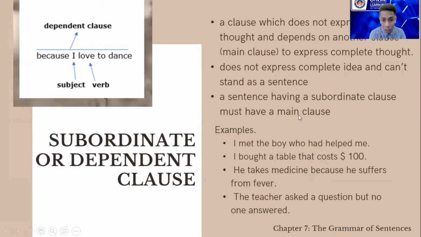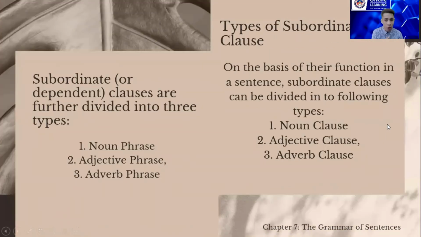This one is an independent clause still. He takes medicine because he suffers from fever. For example, this one: he takes medicine is already an independent clause, because he suffers from fever is the dependent clause that cannot be completed without the subject of this sentence. Next, the teacher asked a question but no one answered. In this sentence, the teacher asked a question is already a complete thought, and but no one answered is our dependent clause. So that's how we classify the types of clause.